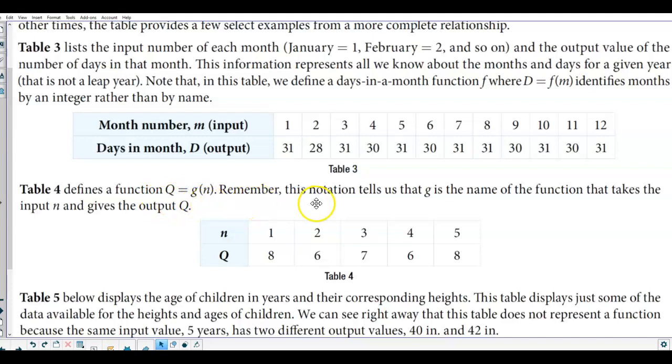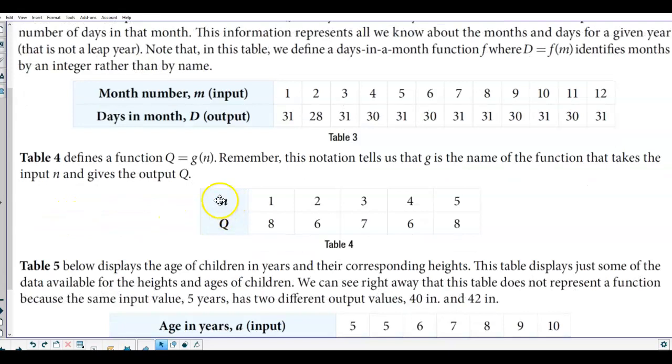So remember that this notation tells us that g is the name of the function that takes the input n and gives the output q. So this is the input 1, and it gives an output of q, which is 8. The input is 2, it gives an output of 6. The input is 3, it gives an output of 7. The input is 4, gives an output of 6. The input is 5, which gives an output of 8.